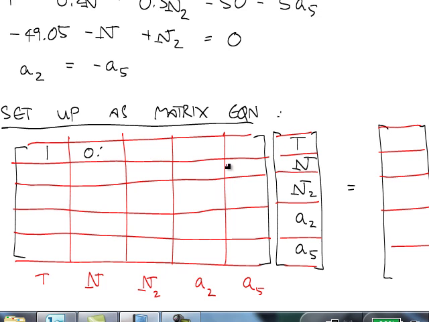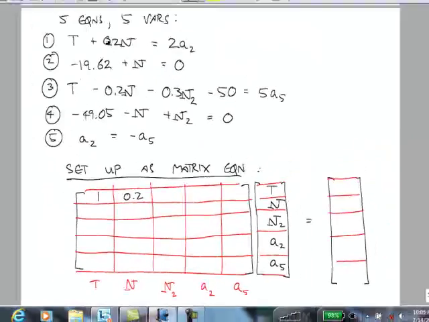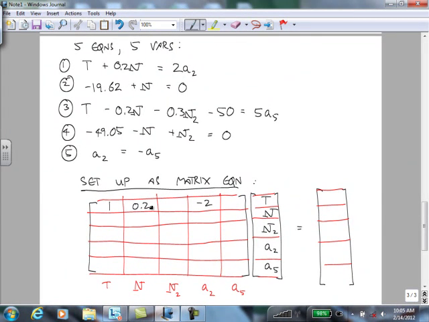So equation 1, we have 1 times t plus 0.2 times n. Now we have to rearrange this. Anything multiplied by a variable needs to be on the left side of the equation. So in the A2 column, we're going to have minus 2. And are there any constants in this equation? Nope. So everything else is zeros.